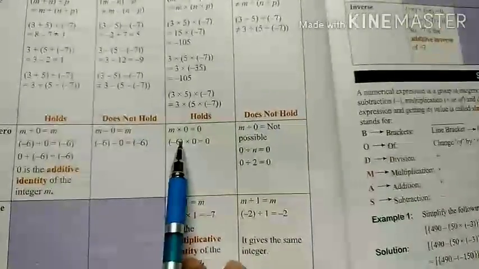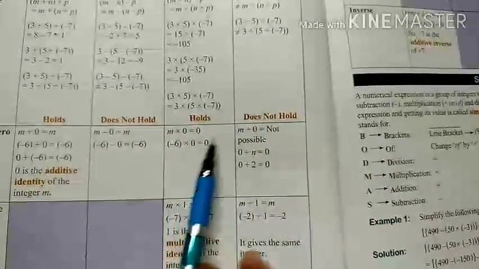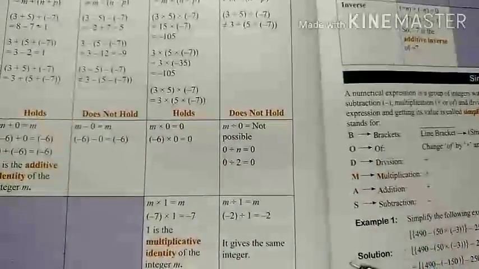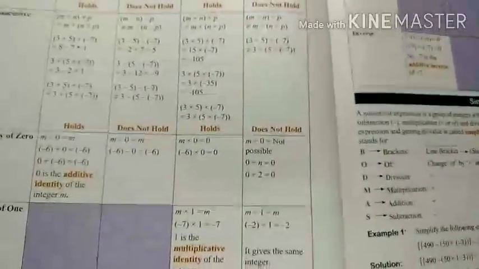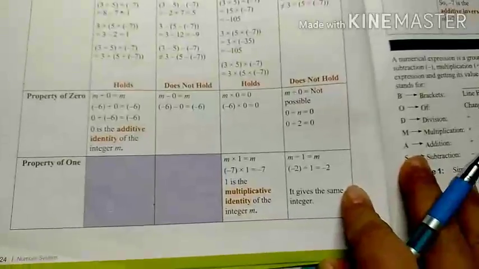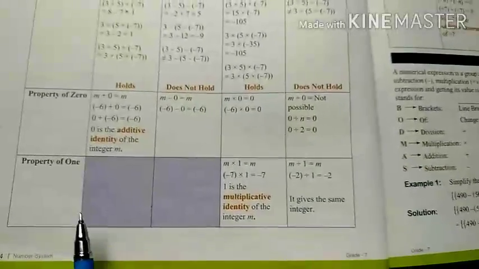Next, if you multiply any term with 0, you get the answer 0, and if you divide any integer by 0, that is not possible, that is not defined, because 0 divided by any number gives you 0, but any number divided by 0 is not defined. So here also a property of 1.